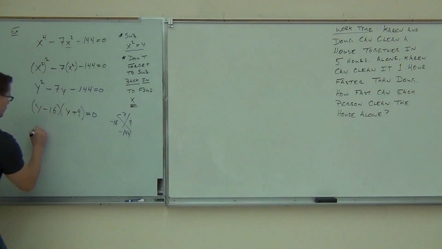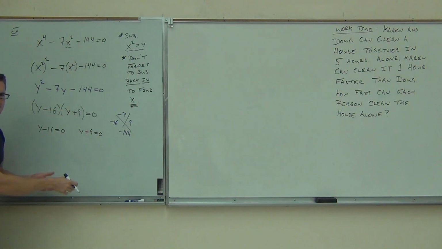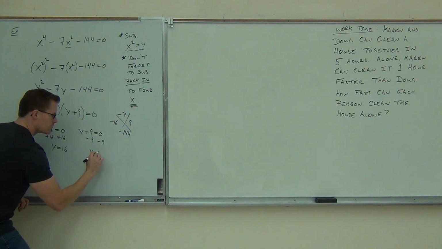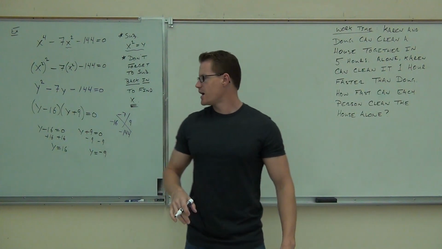Cool, all right. So y minus 16 equals 0, y plus 9 equals 0. That's not a problem, because we can solve this pretty easily. We know we're going to add 16 to both sides. We'll get y equals 16. We're going to subtract 9 from both sides. We'll get y equals negative 9. Don't lose your signs there. We get positive 16, we get negative 9.